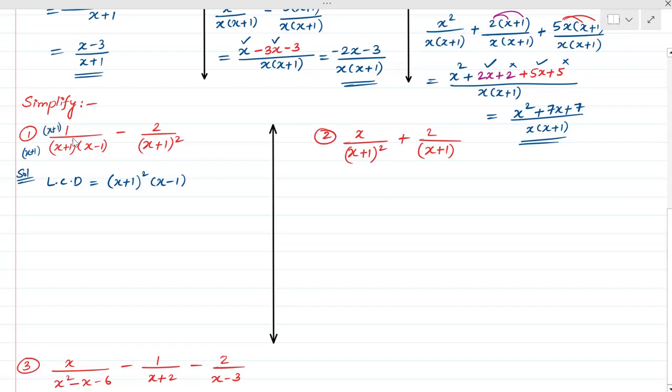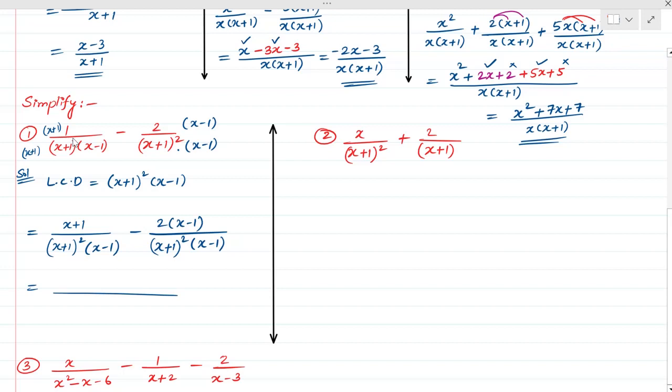In order to get the first term, it will be x plus 1 over x plus 1 whole square times x minus 1. So if you multiply, it becomes a whole square, and x minus 1 will be the same. Minus, here you will multiply by x minus 1 in the numerator and denominator. You will get 2 times x minus 1 over x plus 1 whole square and x minus 1. Now if you see this one, there is the same denominator. I will take it as one factor here. So it is x plus 1 whole square times x minus 1.